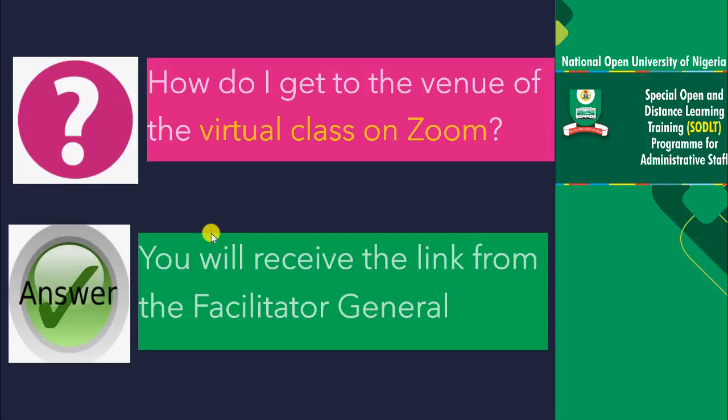Let's look at some questions. How do I get to the venue of the virtual class on Zoom? For instance, on Monday, you could say, I will reach the place, sir, at 3 o'clock. The answer is, you will receive the link from me. I'll send a link to everybody. So just click on that link and boom, it lands you for class.